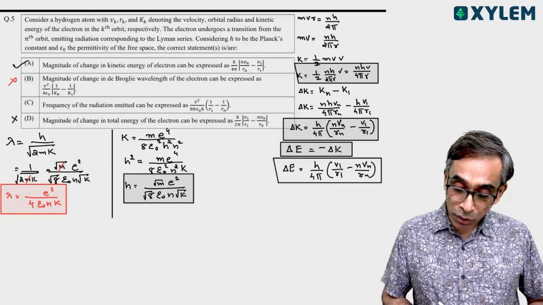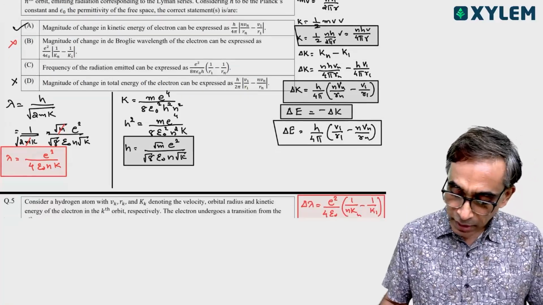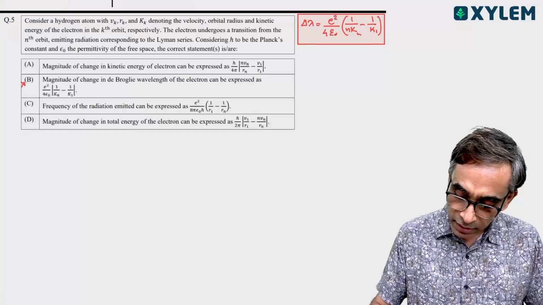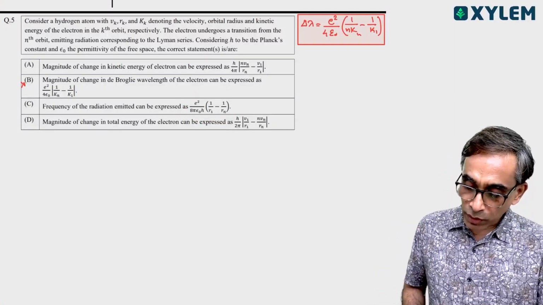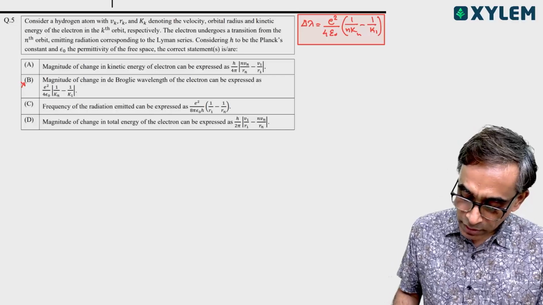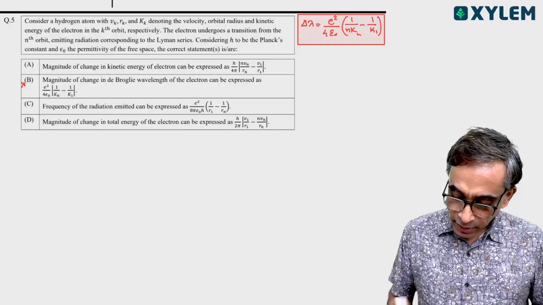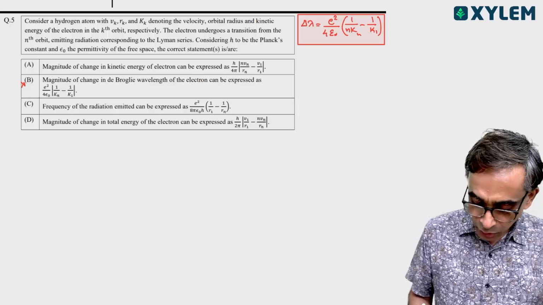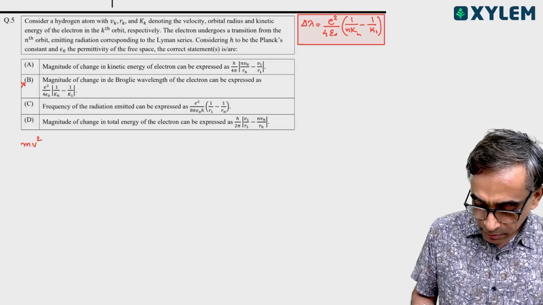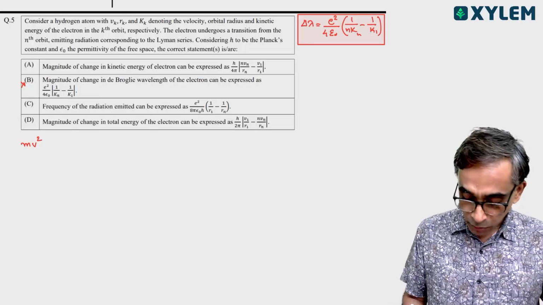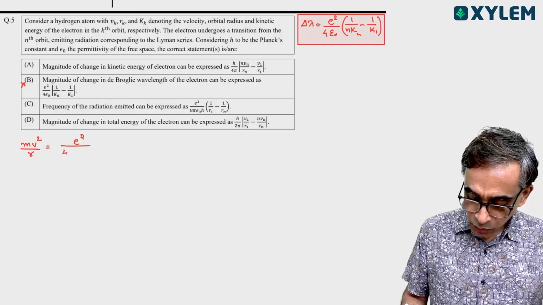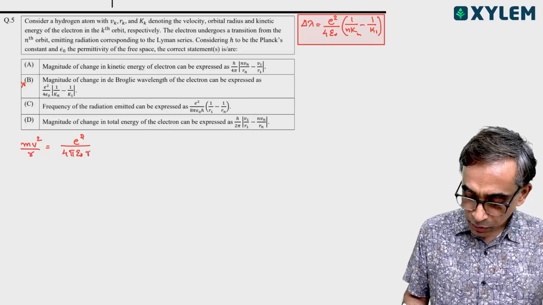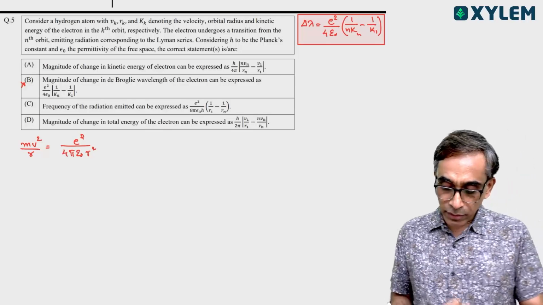Now, frequency of emitted radiation. How to do frequency of emitted radiation? See the equation. It is given in this format: e square by 8 pi epsilon 0 h into 1 by R1 minus 1 by Rn. That I think is pretty easy, because we know in the Rutherford model as well as in the Bohr model, the centripetal force is given by the electric force between the electron and the proton. That is e square by 4 pi epsilon 0 r square. This is the equation for force.